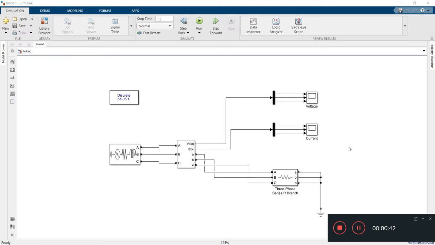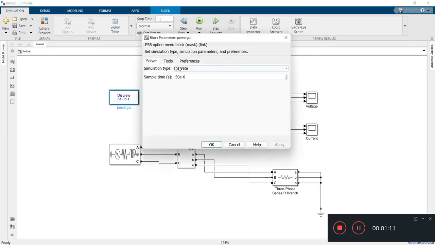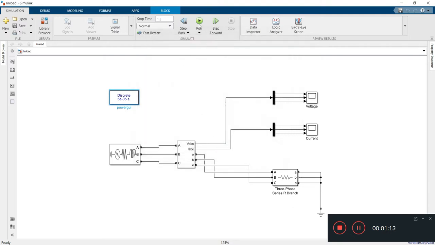Here we are required to design and connect all the blocks. We've got a 3-phase source, a 3-phase voltage and current measurement, a 3-phase series R branch, 2 scopes, voltage and current scope, 2 bus bars, and also a power GUI. Then we set the power GUI to a discrete type, and then we need to run the simulation.